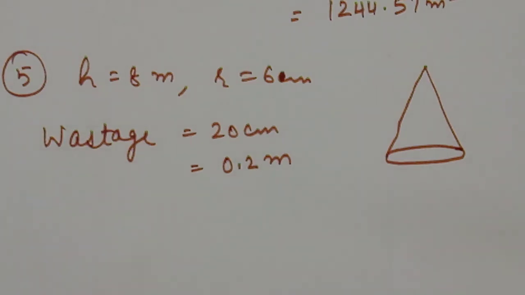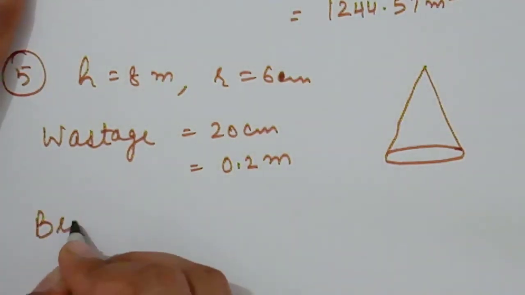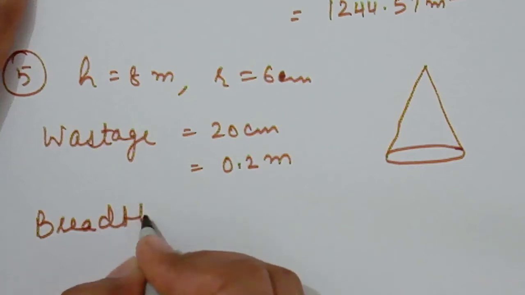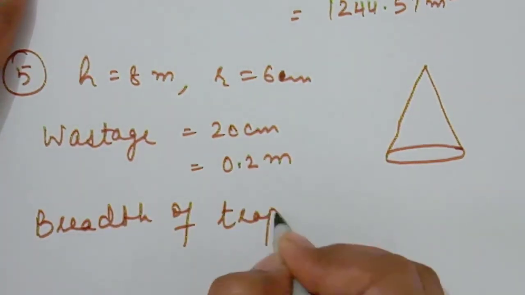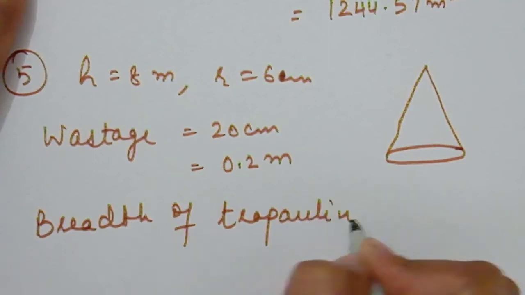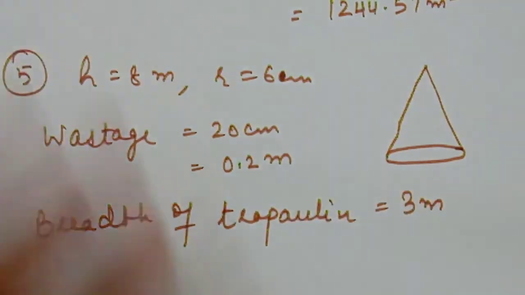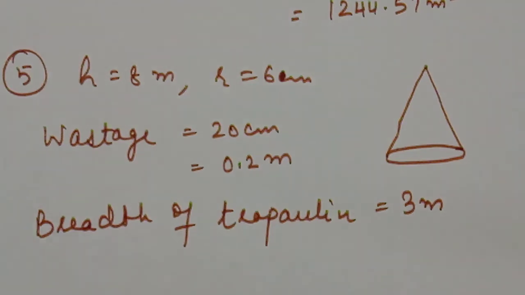He never cuts it for you from the middle. He always takes the cloth and cuts according to the length in meters. So it is already given that the breadth of the cloth, or we can say the tarpaulin, is 3 meter. So we have to find the length only.